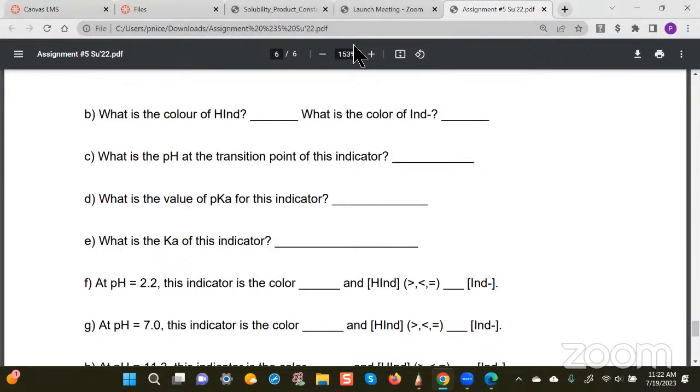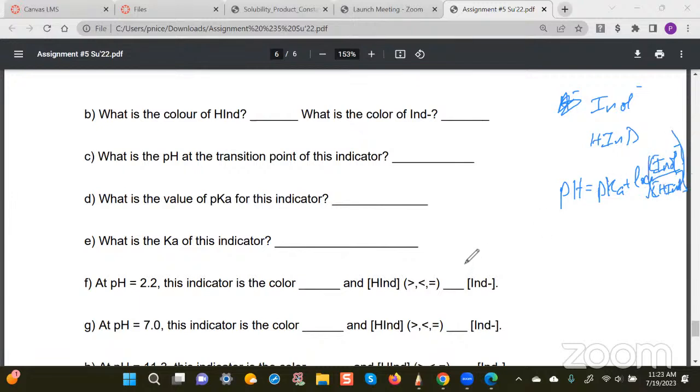Now, let me give you a little hint here. If you have both In- and HIn in the mixture, we can treat it like a buffer, which means that the pH will be equal to pKa plus log of the concentration of the conjugate base, which is In-, divided by the concentration of HIn. All right.